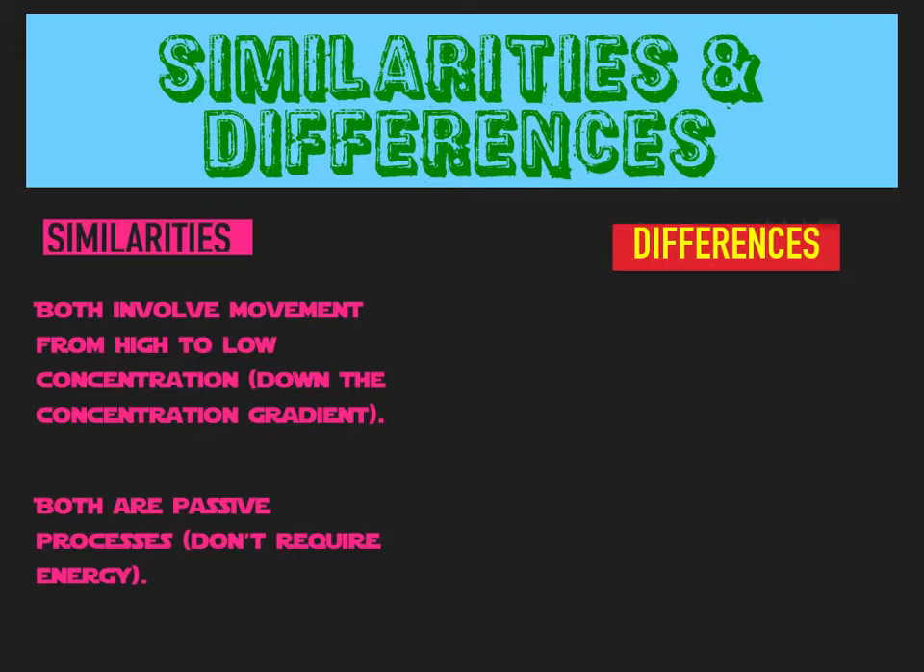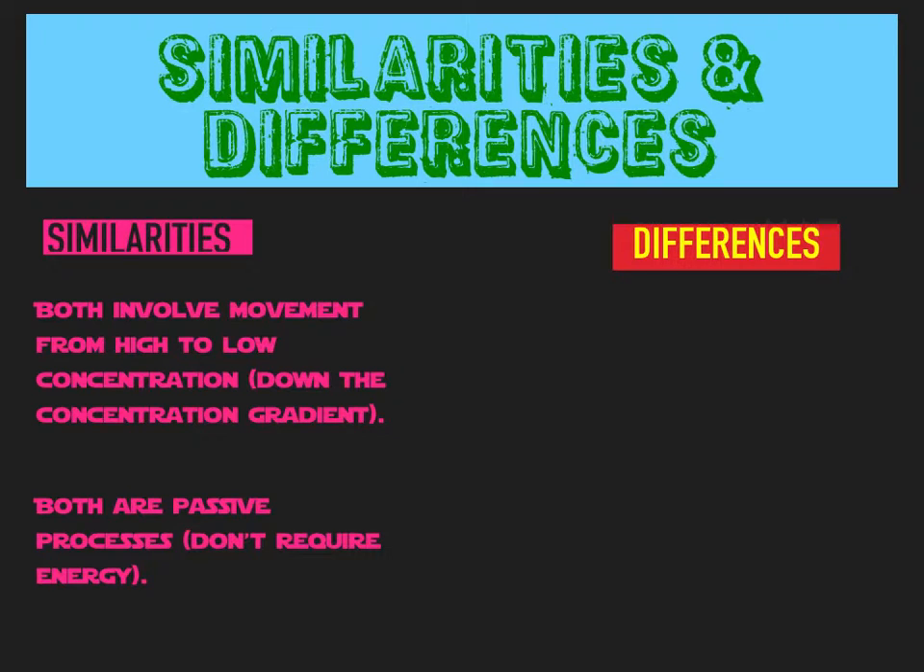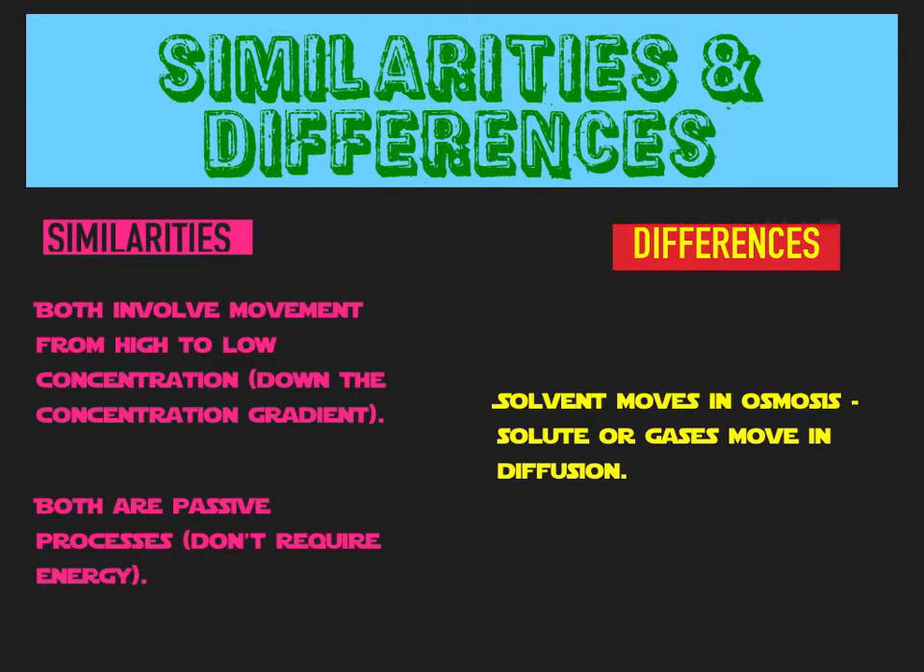The key differences between these two processes are that osmosis can only happen across a membrane. The second key difference is in osmosis, water, the solvent, is the thing which diffuses, whereas in simple diffusion you've got the solutes or gases which can move around.